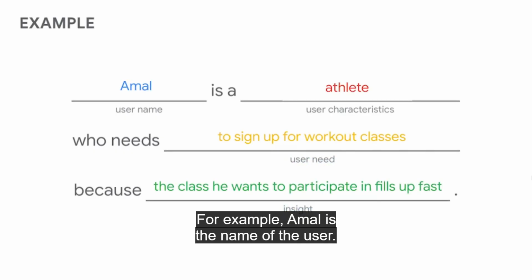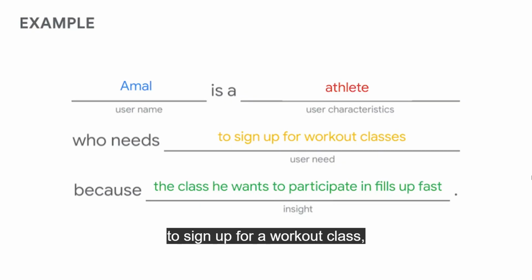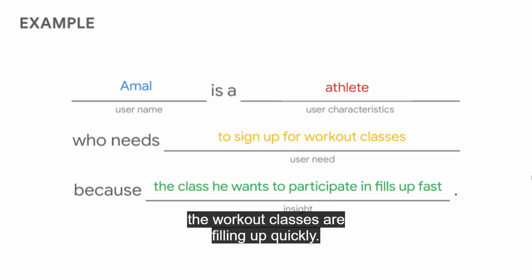For example, Amal is the name of the user. His user characteristic is that he's an athlete. His user need is that he wants to sign up for a workout class. And the insight, or why he has the need, is that the workout classes are filling up quickly.